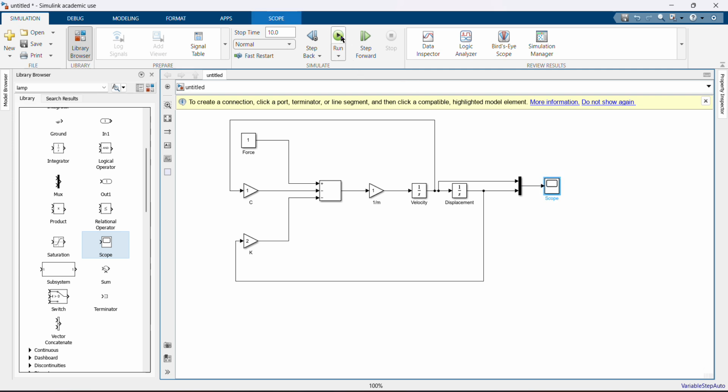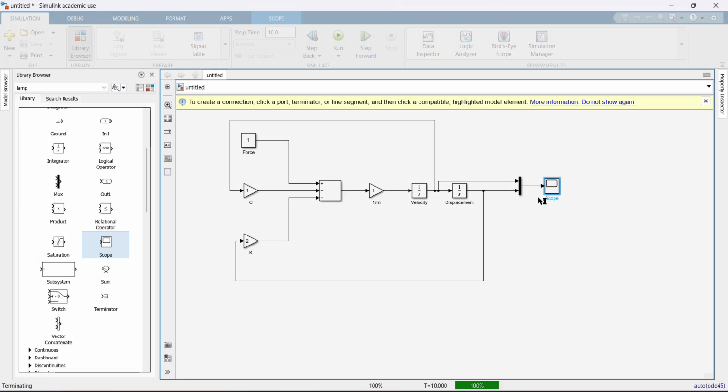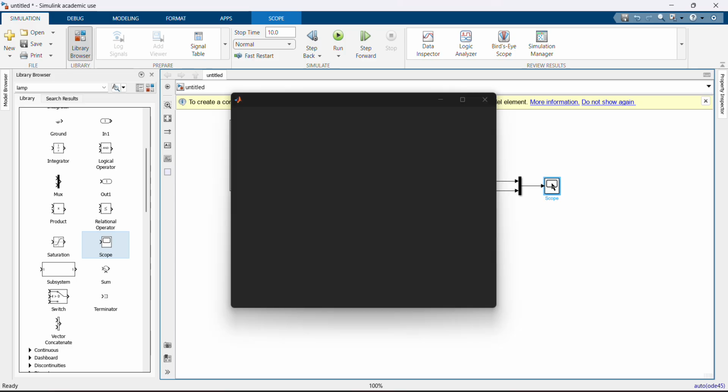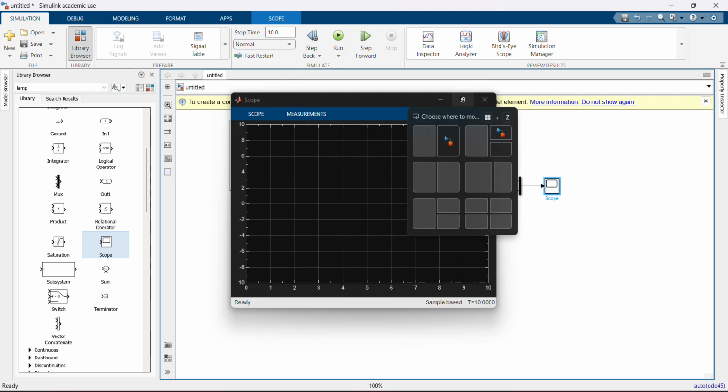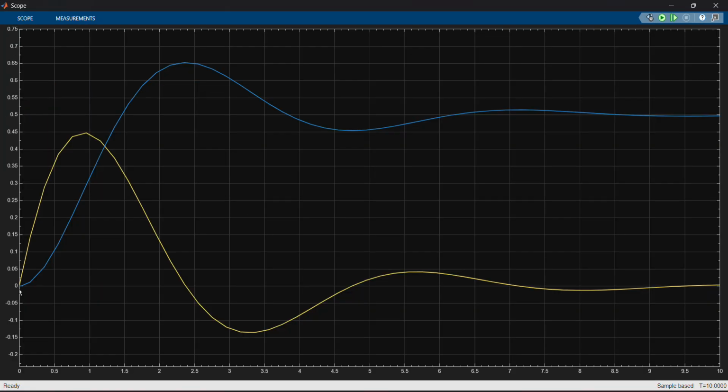So now let's run the simulation. As you can see, the simulation is currently running and compiling. Once the simulation is done, let's click on the scope block to visualize the velocity and displacement. Now as you can see, the velocity starts at 0. It is a gradual sine wave. However, after a certain time, the wave becomes numb and becomes a flat line. Same as the wave of displacement as well.